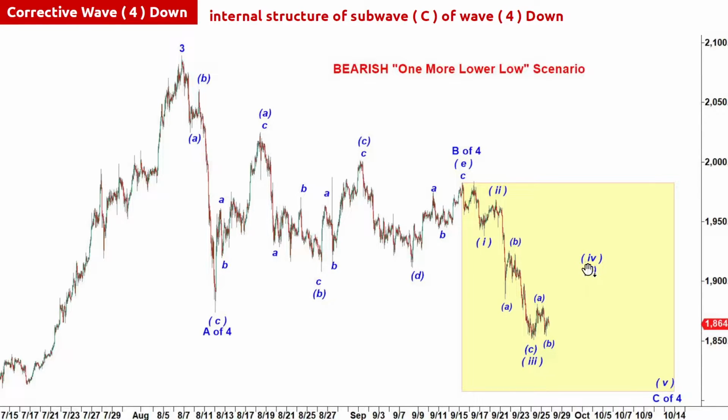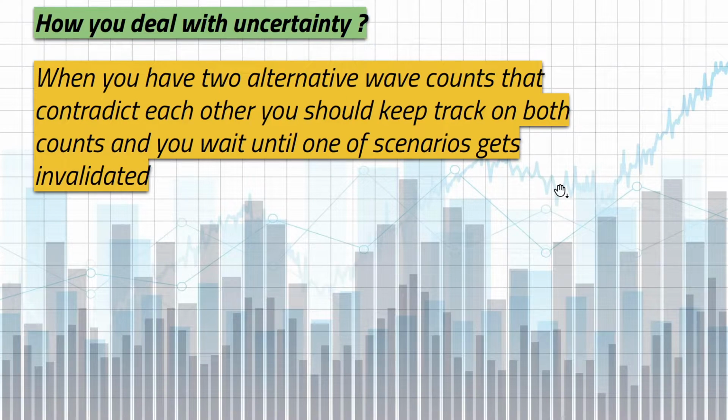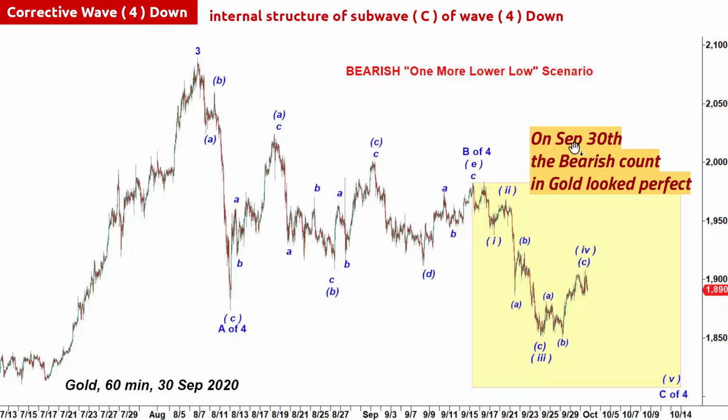So let's move forward and see how that story unfolded in real time. When you have two alternative wave counts that contradict each other, you should keep track of both counts, and wait until one of the scenarios gets invalidated.